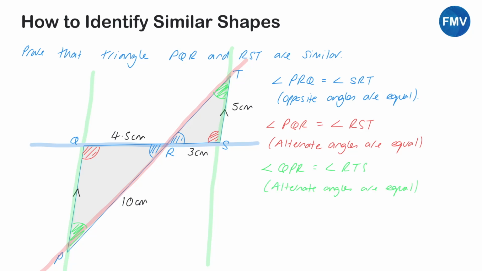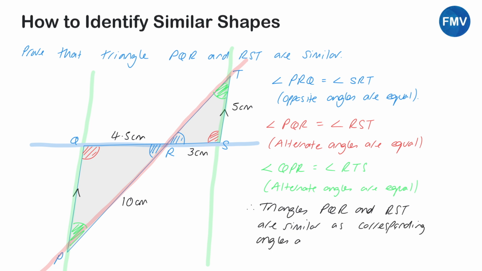Now, are these two triangles similar? The answer is yes, because corresponding angles are equal. Therefore, triangles PQR and RST are similar, as corresponding angles are equal.